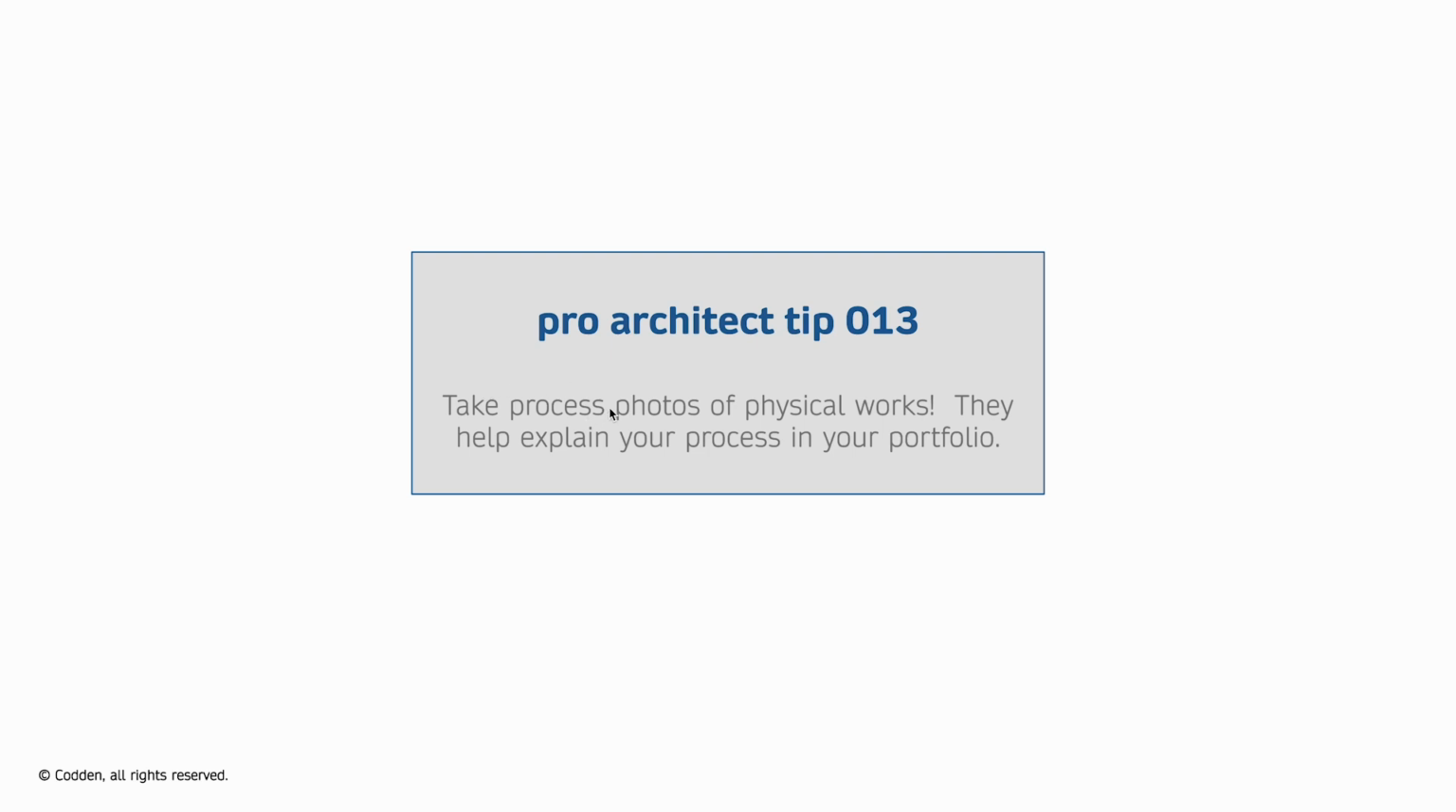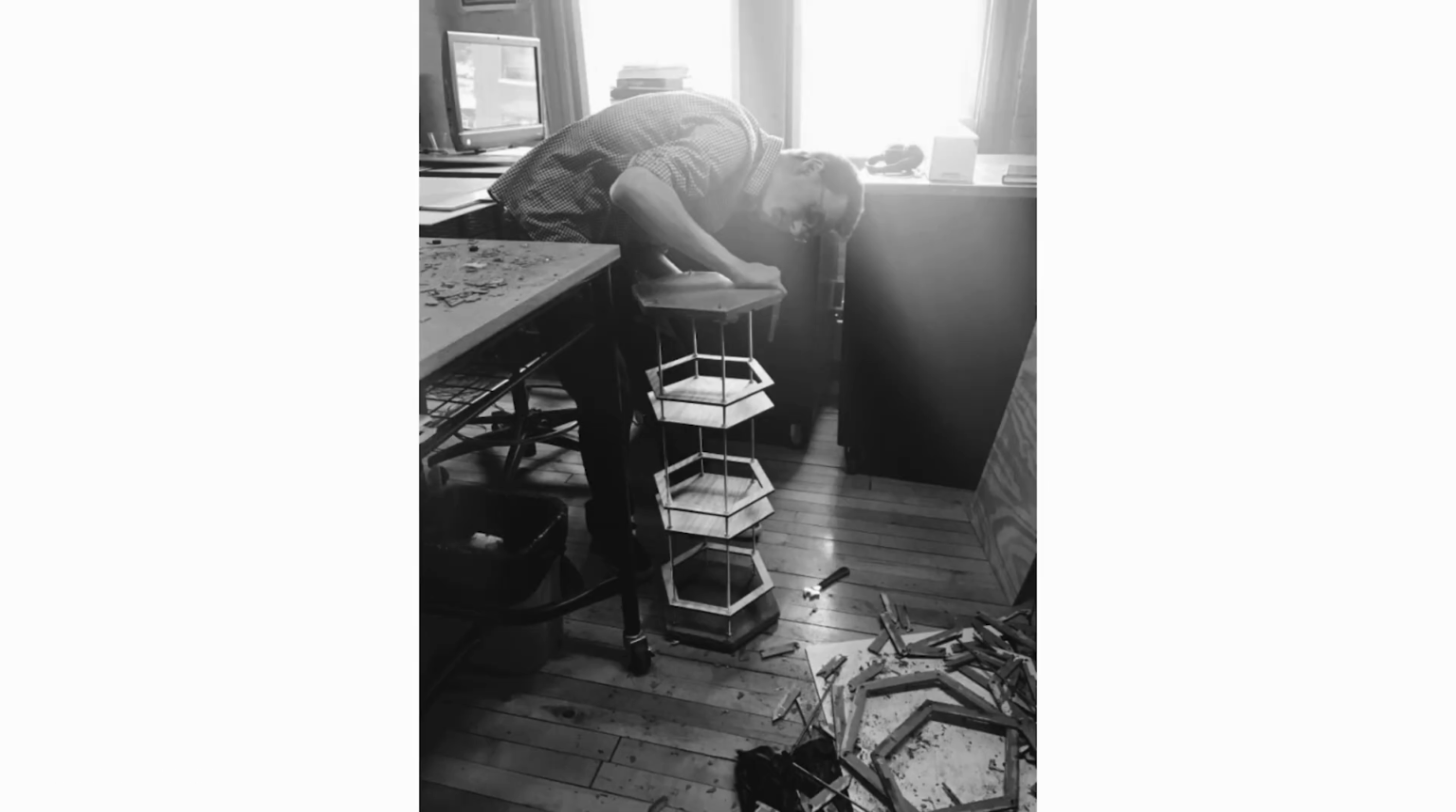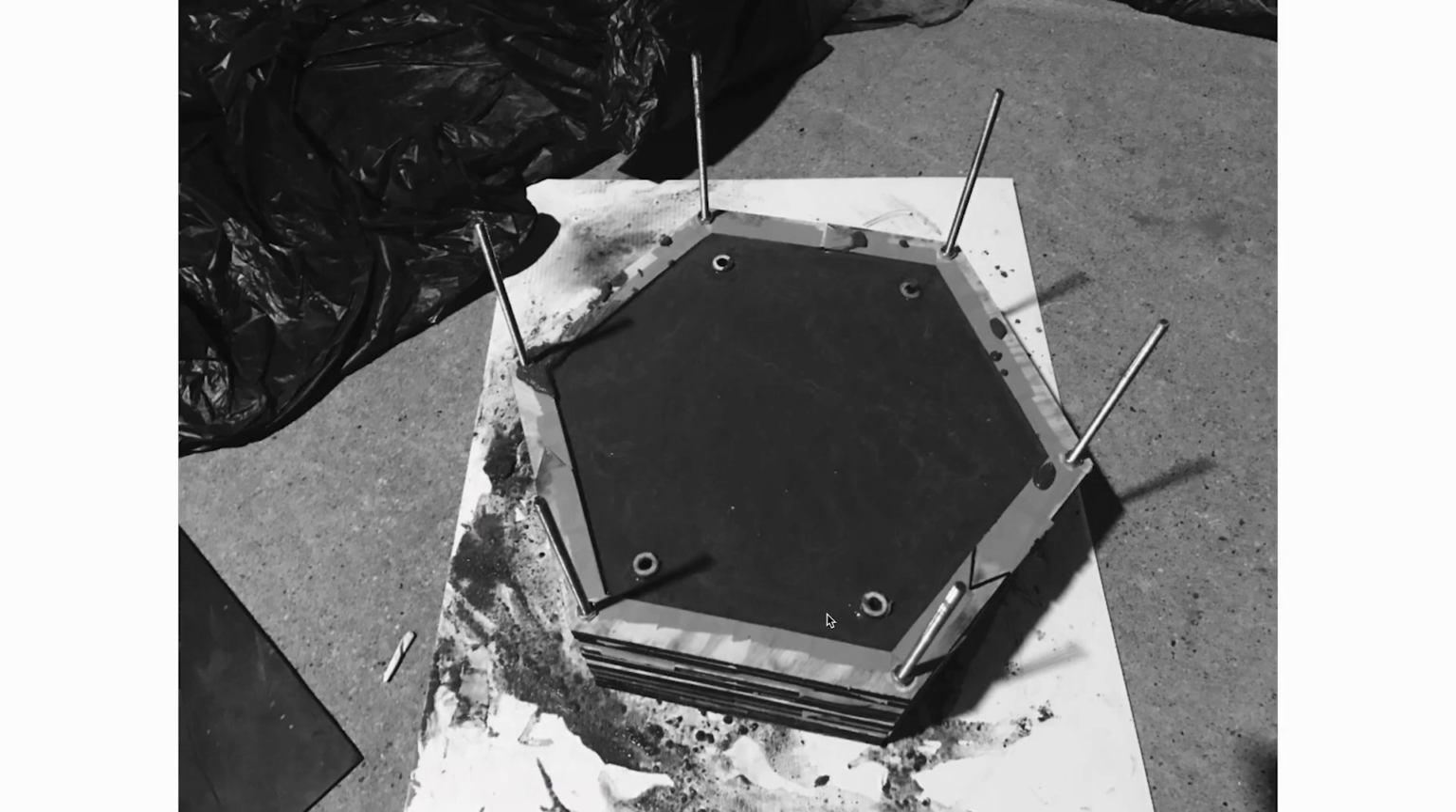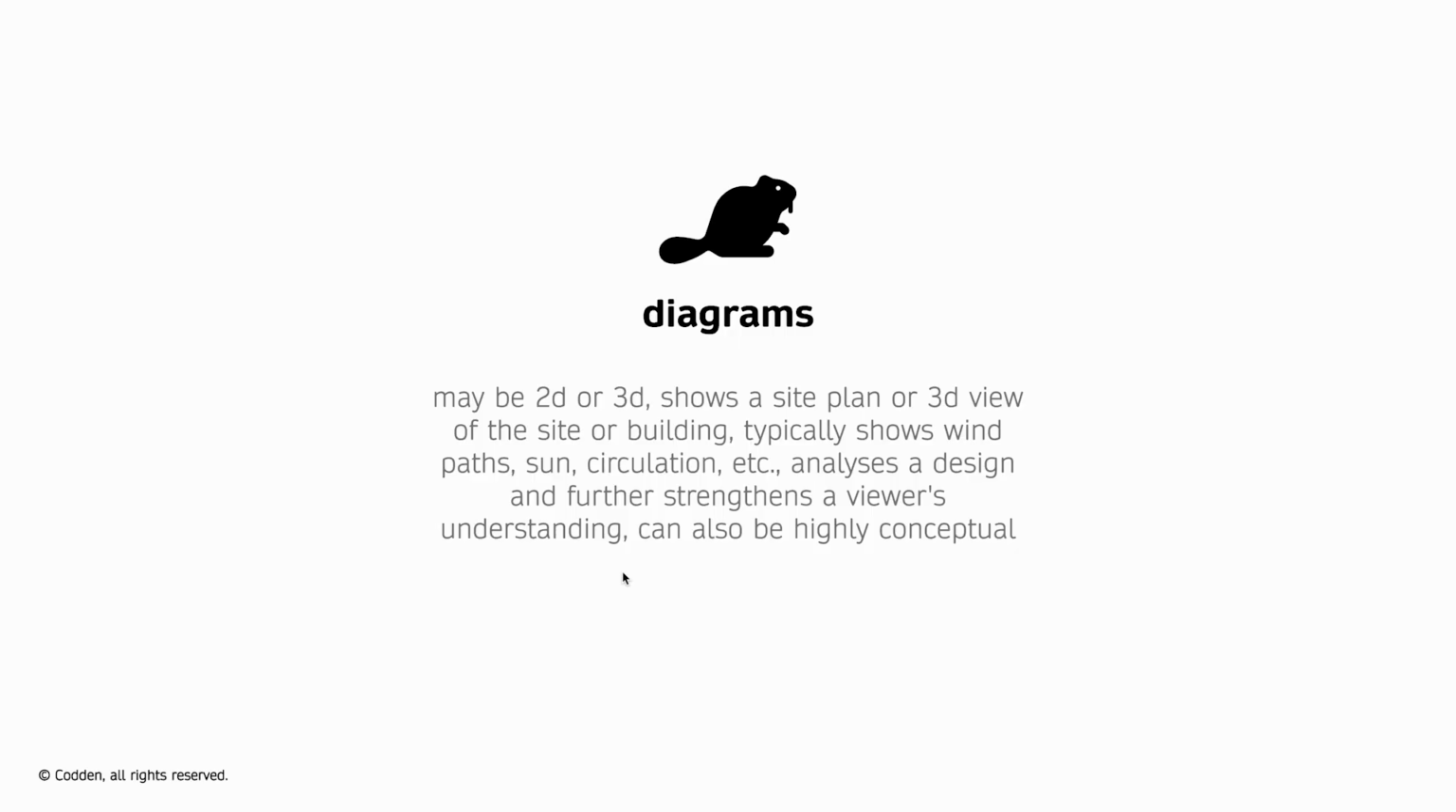And make sure to take process photos of physical works. They help explain your process in your portfolio and can be really helpful, especially towards architecture admissions when you're applying somewhere. And here's an example of me decasting that mold and assembling the concrete portion. So here's another photo here of me actually casting the concrete, and then I have some elements that allow the rods to screw in later.